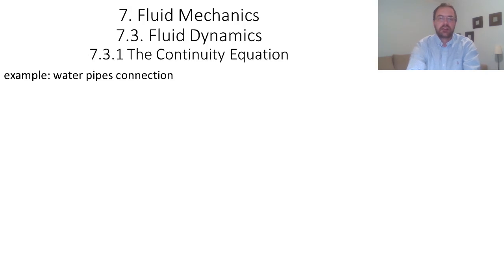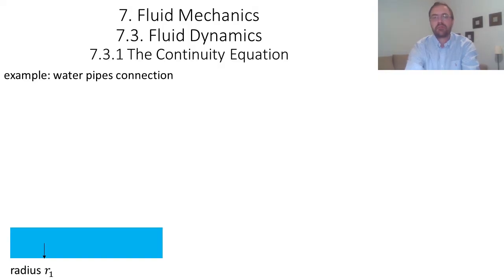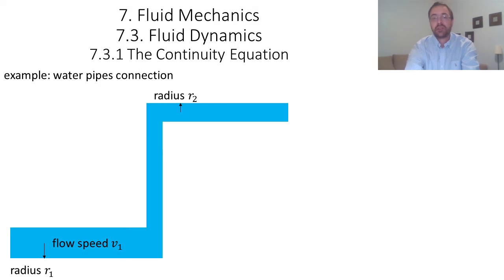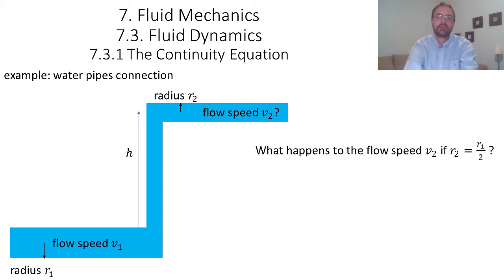Now, let's do a quick example. Let's say that you have a pipe with a radius R1 and a flow speed V1, and the pipe is connected to another pipe with a radius R2, and the pipe goes up by a height h. And so this could be a water pipe below your house that is servicing water in your kitchen, for example. And so what happens to the flow speed V2 if the radius R2 is half of the radius of R1?